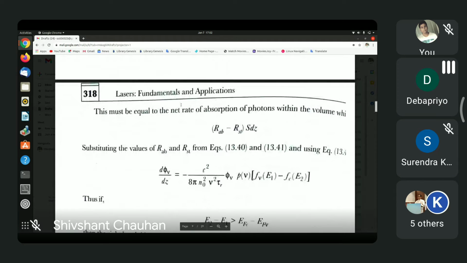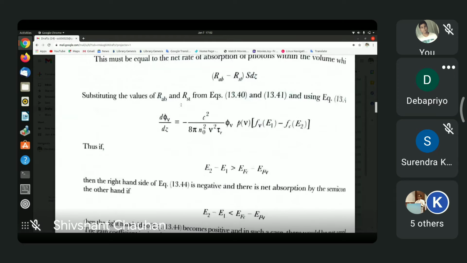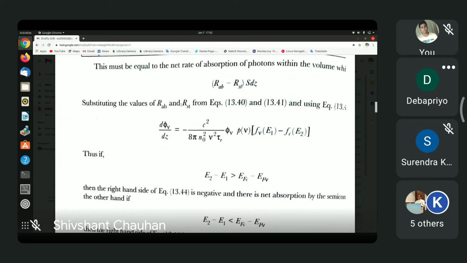So you want to know whether radiation is absorbed, whether absorption is more or stimulated emission is more. They write RAB for absorption, RST for stimulated emission. So the rate difference is RAB minus RST into SdZ. So from the previous equation, you have d phi nu dz equal to a certain expression.